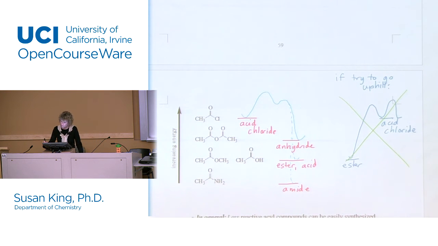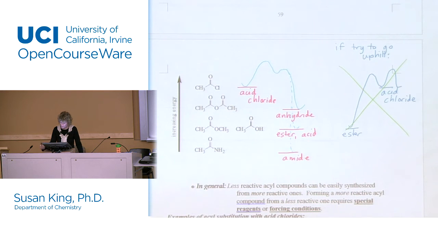So in general, less reactive acyl compounds can be easily synthesized from more reactive ones. Forming a more reactive acyl compound from a less reactive one requires special reagents or forcing conditions. I want you to remember that. Special reagents or forcing conditions. So that would be this example right here. And we're going to see both of those types. We're going to see special reagents and we're going to see forcing conditions.